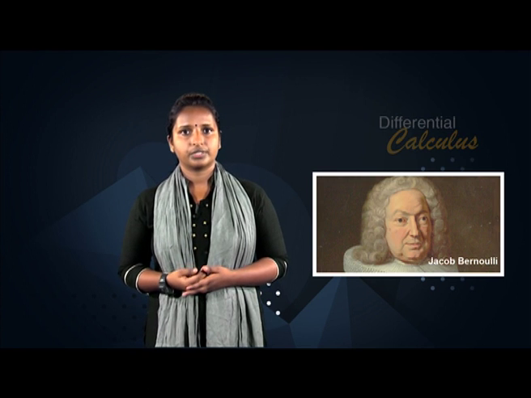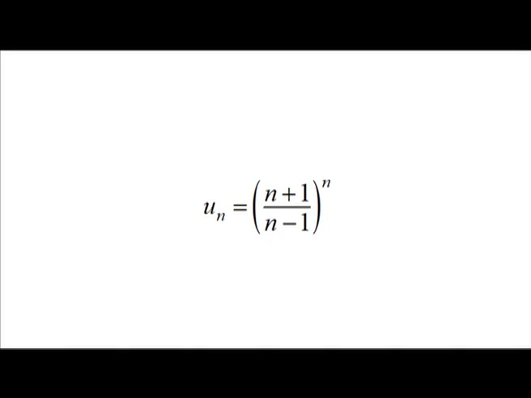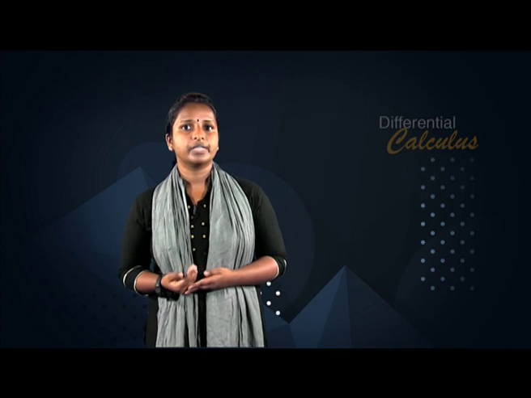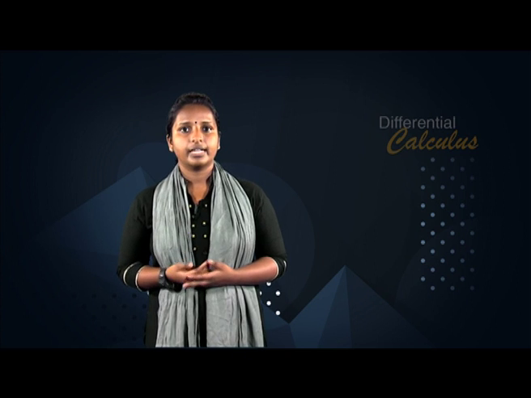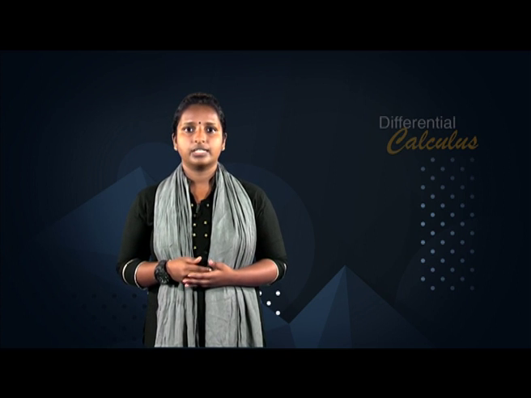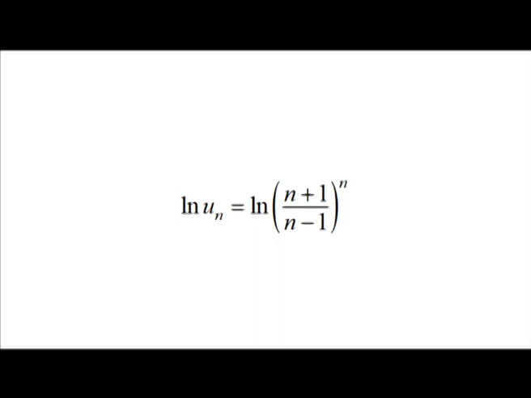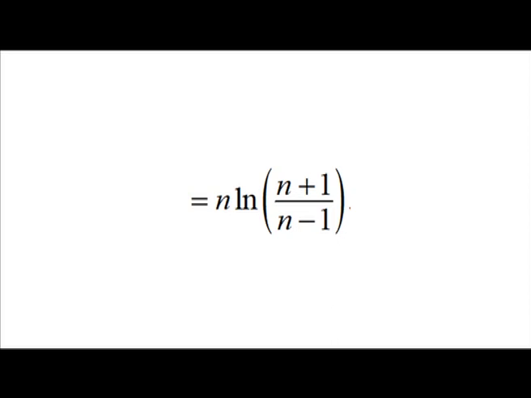We now answer the question: does the sequence whose nth term is un equal to n plus 1 upon n minus 1 whole power n converge? If so, find limit of un as n approaches infinity. The limit leads to an indeterminate form 1 power infinity. We can apply L'Hopital's rule if we first change it to the form infinity into 0 by taking the natural logarithm of un. Natural log un equal to natural log of n plus 1 upon n minus 1 whole power n, which is equal to n times natural log of n plus 1 upon n minus 1.